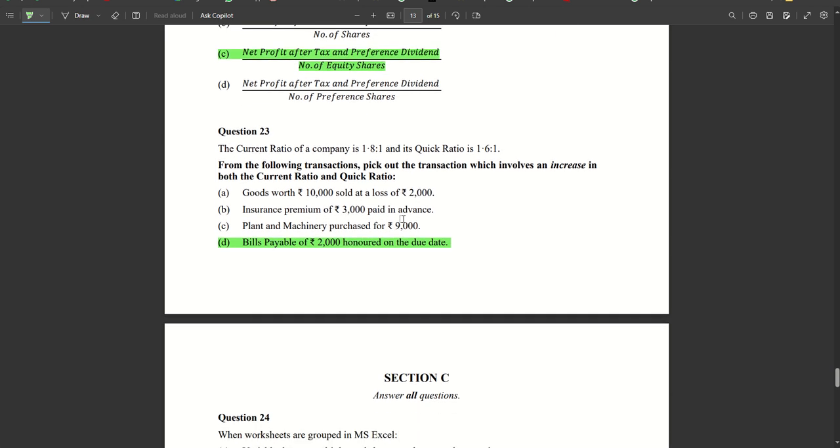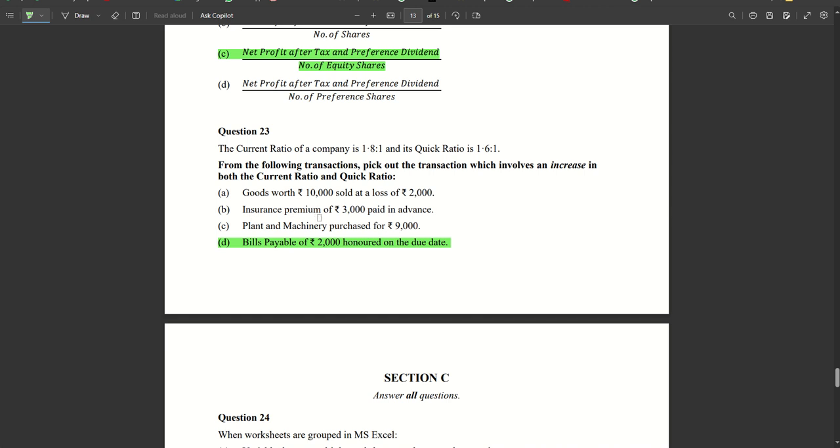And the last question, question 23. The current ratio is given to you. The quick ratio is given to you. And from the following transactions, pick the odd one out. Pick out the transaction which involves an increase in both the current ratio and the quick ratio. So you have to identify the item which impacts both the current ratio and the quick ratio. Goods worth 10,000 sold. So this is stock, and stock is not part of quick ratio, so not impacting that.